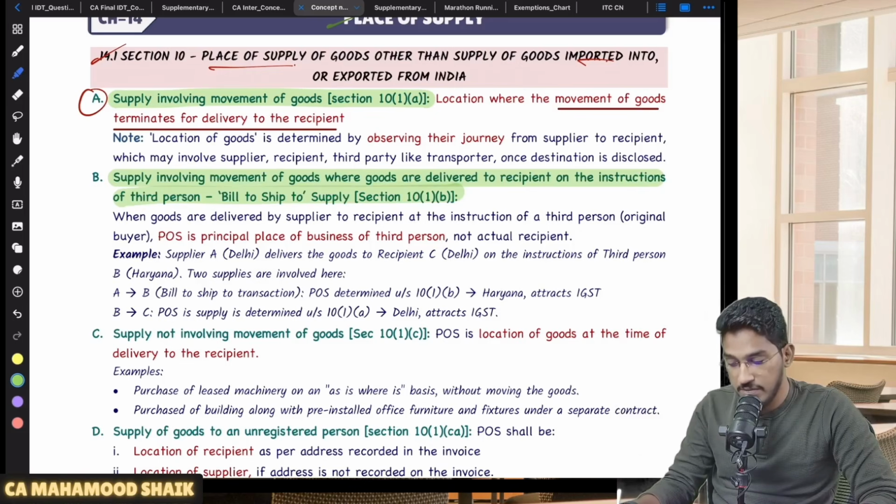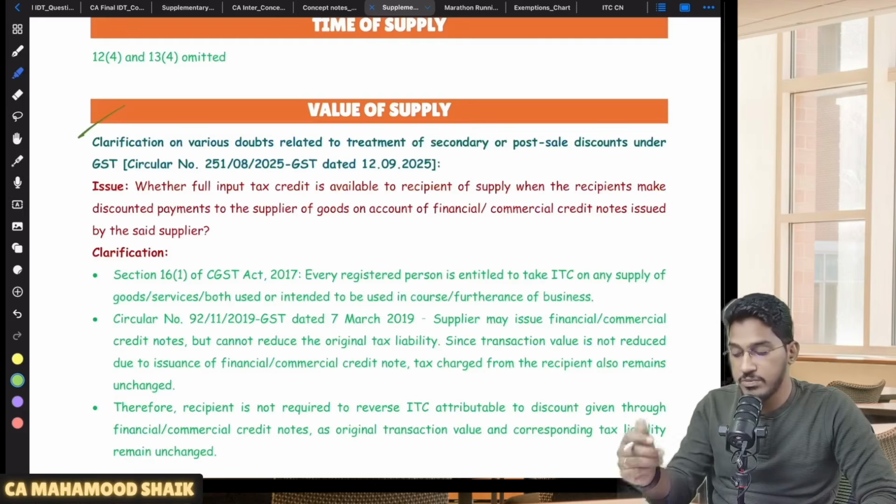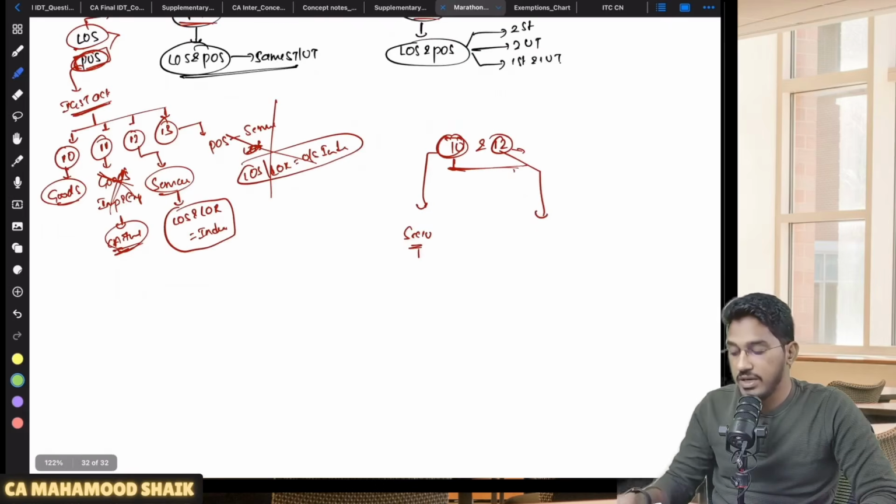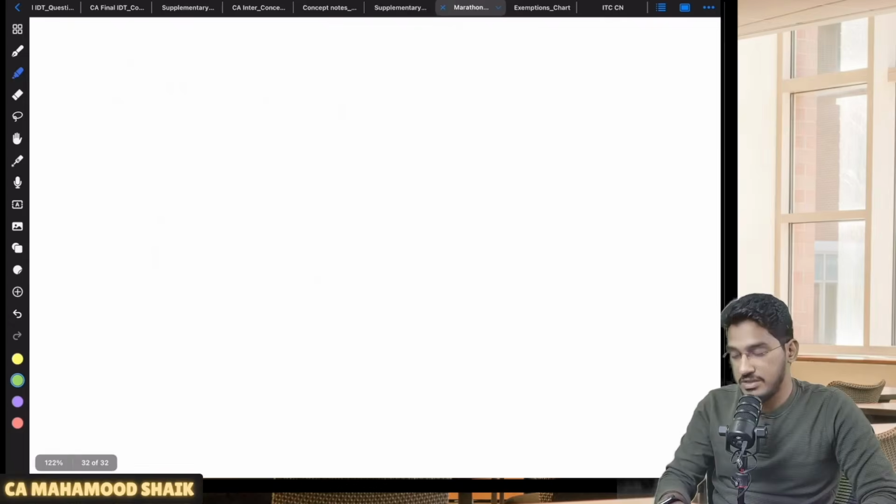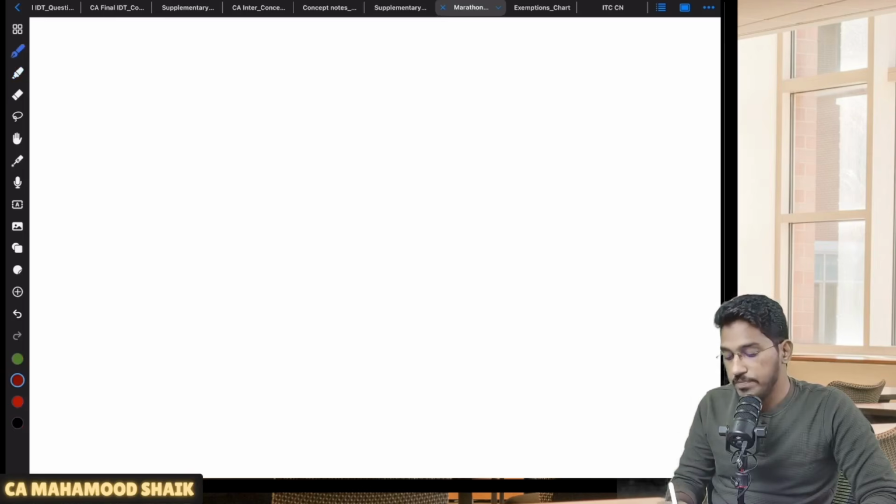If you remember, in the previous session when I was discussing the input tax credit chapter, I already explained what a bill to ship to transaction is. Do you guys remember what a bill to ship to transaction is? In the previous session, when we were discussing input tax credit, in one case I told you about the bill to ship to transaction. So here also the issue has come. Section 10 subsection 1 clause B says how to determine the place of supply in case of a bill to ship to transaction.